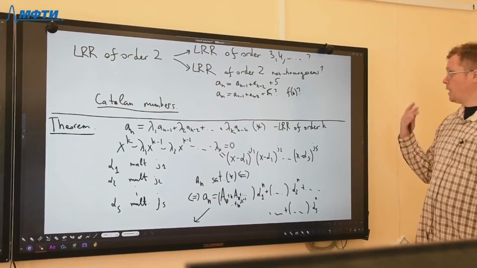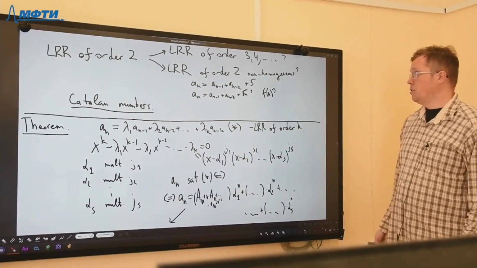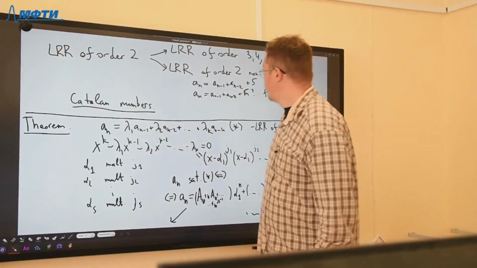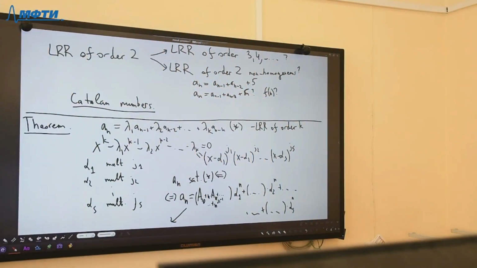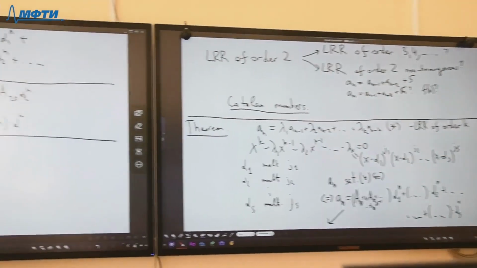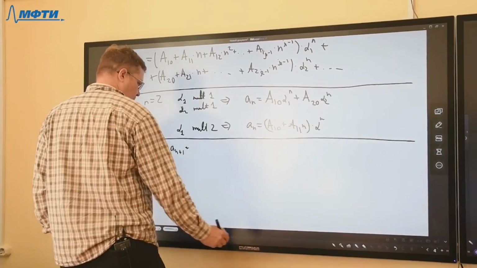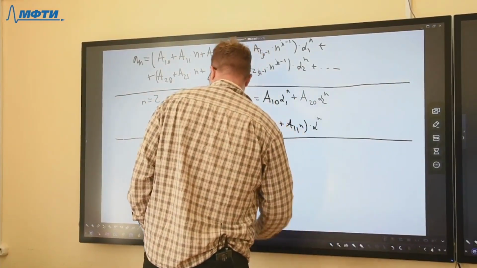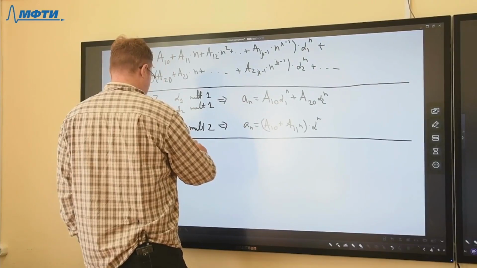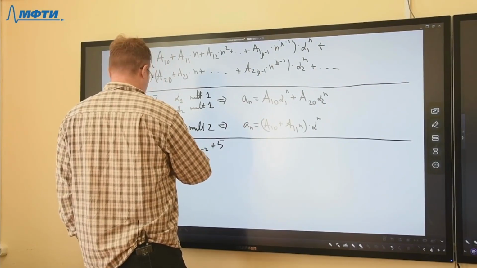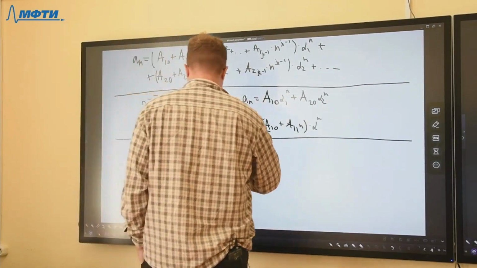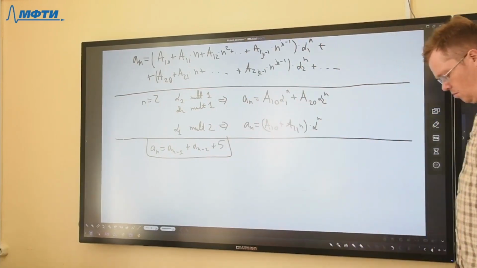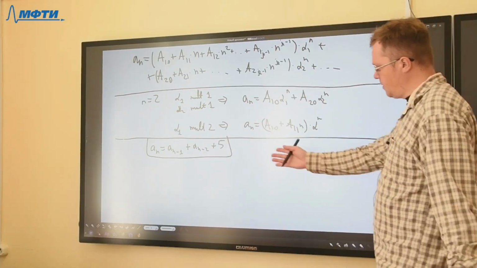Okay, so this is about the first question. What if we have a non-homogeneous linear recurrence of order 2? Suppose we have some shifts. So for example, we have a recurrence relation of the form: the recurrence relation plus, for example, some constant.